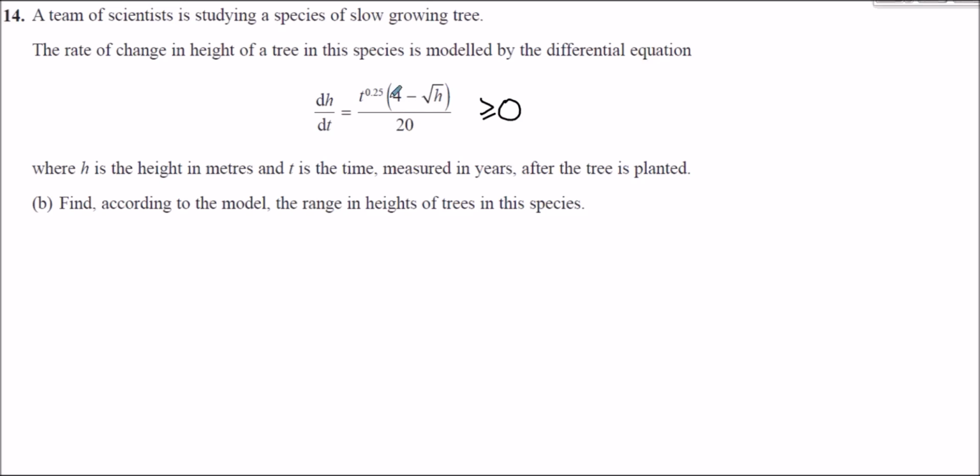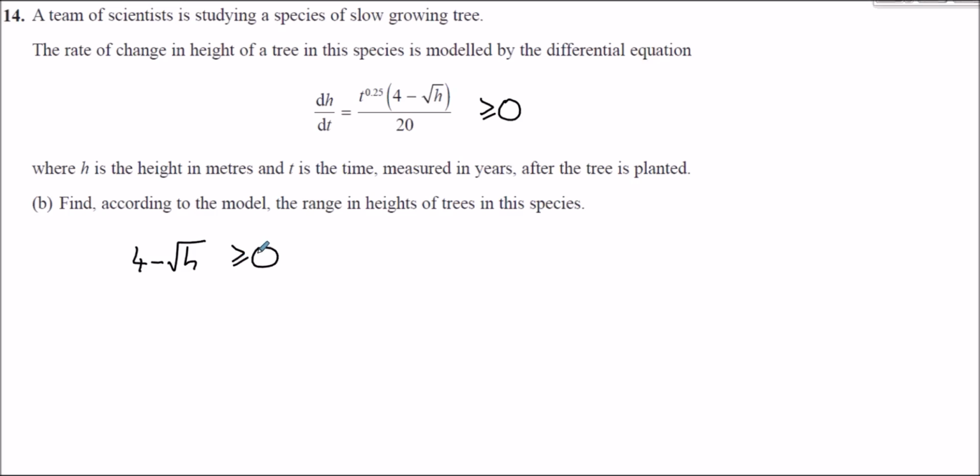So the range in heights of the trees, because this is at least 0, the time, of course, because we're starting from the time at 0, then what we can see is that this 4 minus root h must be greater than 0, because obviously we can't have a negative growth. We're not trying to think about the trees shrinking. We're thinking a bit too above and beyond there. So what we can think of here is that 4 minus root h must be greater than 0 to enable dh by dt to be non-negative.